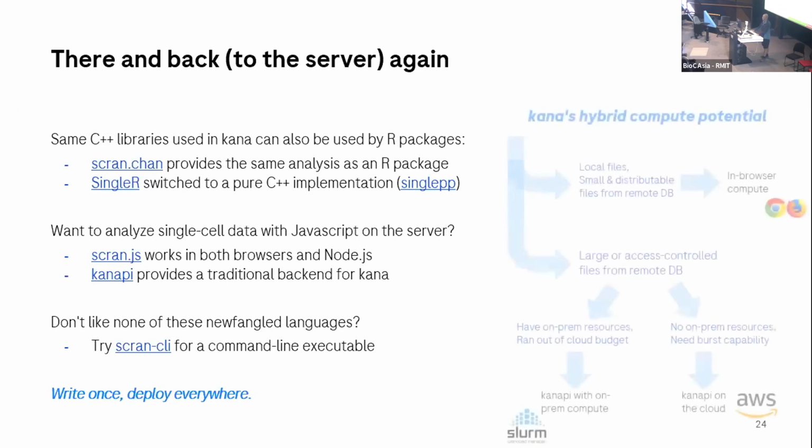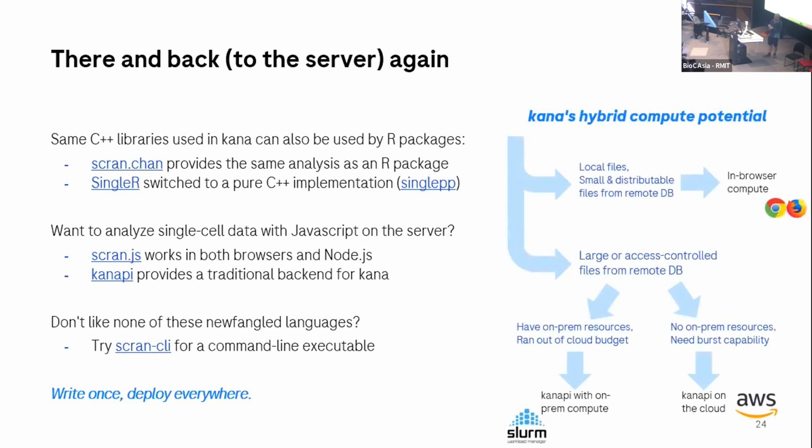the idea of hybrid compute, where the Kana application dynamically chooses its compute location based on the nature of the data. For example, if your files are small, or if the file already lives on the client machine, or if they're coming from a remote database but they're very small and easy to distribute, or you're allowed to distribute them, then you can do an in-browser compute, a client-side compute, just like Kana currently does, in order to take advantage of the high per-user scaling.